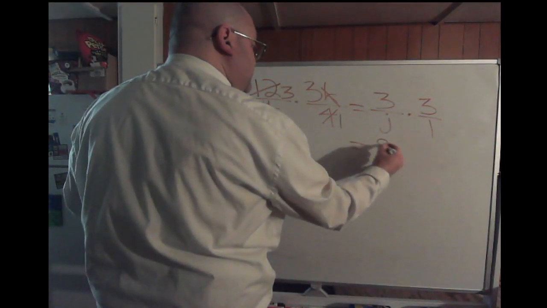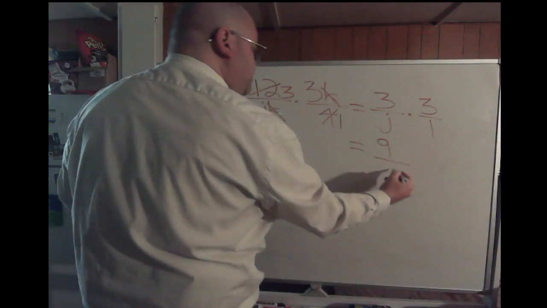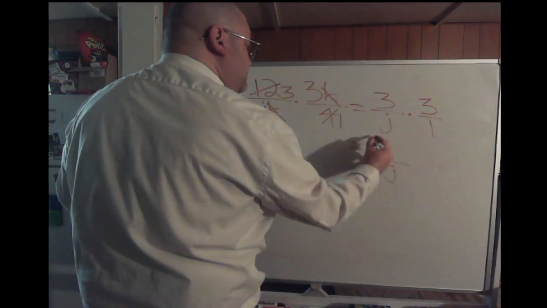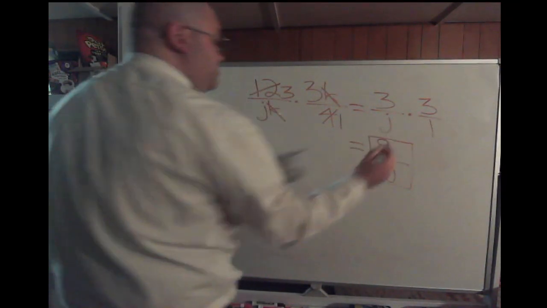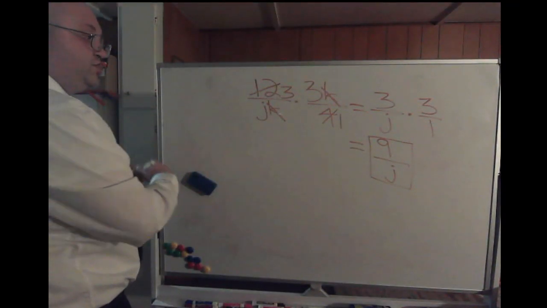3 times 3 is 9. j times 1 is j. So the answer is going to be 9 over j. That's what you would get, 9 over j.